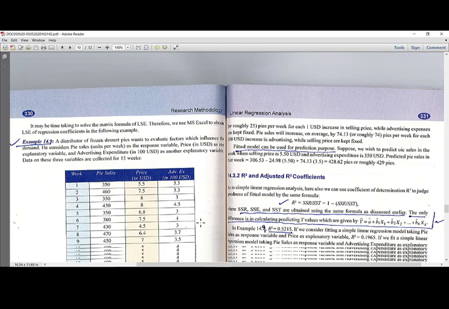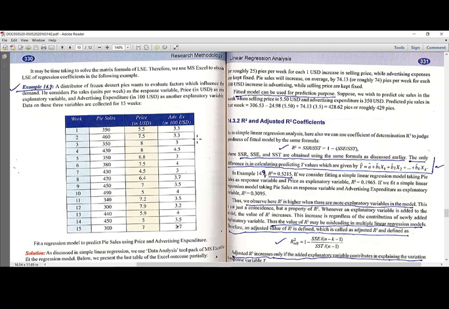So here, this example contains a 15-week time period, pie sales, price, and advertising expenditure. So here there are two independent variables, price and advertising expenditure, and the number of pies sold, or we can say pie sales, is indicated as y. This is the dependent variable. So pie sales depend on the price as well as the advertising expenditure. So y is a function of x1 and x2. There are two variables here.